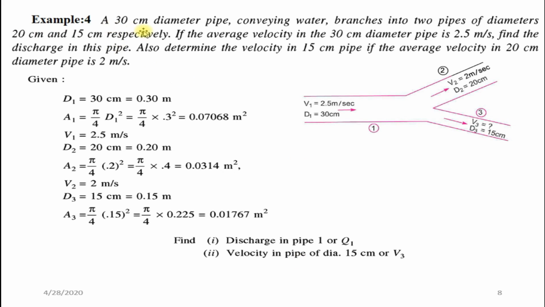Now going to example 4. A 30 centimeter diameter pipe conveying water branches into two pipes of diameter 20 centimeter and 15 centimeter respectively. If the average velocity in the 30 centimeter diameter pipe is 2.5 meter per second, find the discharge in this pipe. Also determine the velocity in the 15 centimeter pipe if the average velocity in the 20 centimeter diameter pipe is 2 meter per second.